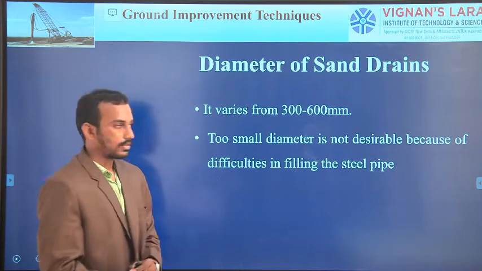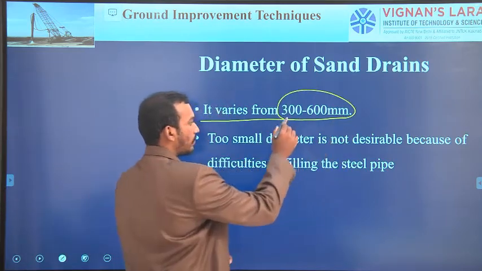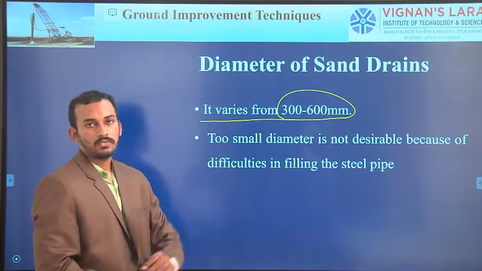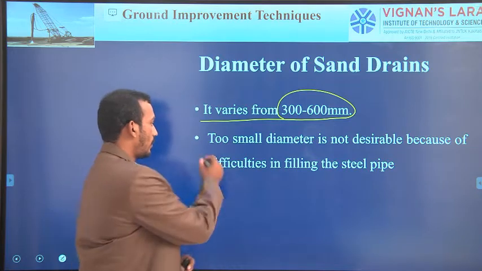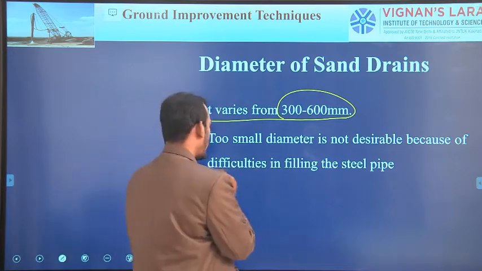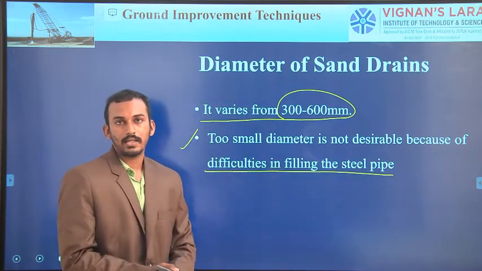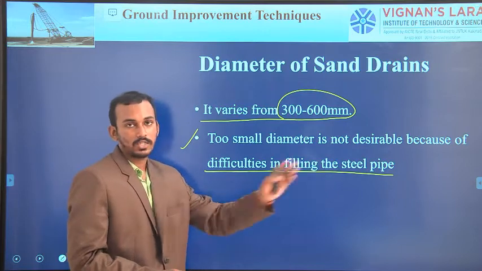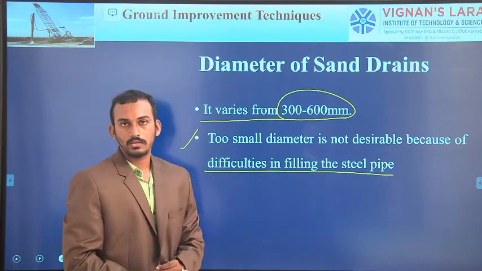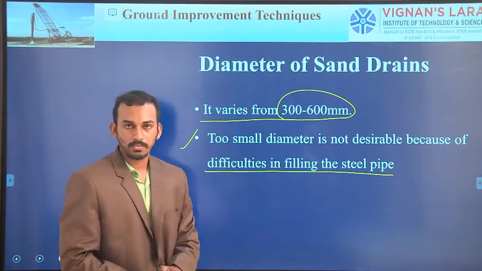Coming to the diameter, this is not a fixed value. The general value of diameter of drain varies from 300 to 600 mm, based on the availability of casing diameter. Next one is, too small diameters are not desirable. Why? Because of difficulties in filling the steel pipes. We need to pour the sand in a casing, that is a hollow steel pipe, right? If its diameter is too small, we cannot pour the sand into it. So in order to overcome those difficulties, we cannot use smaller diameter pipes.